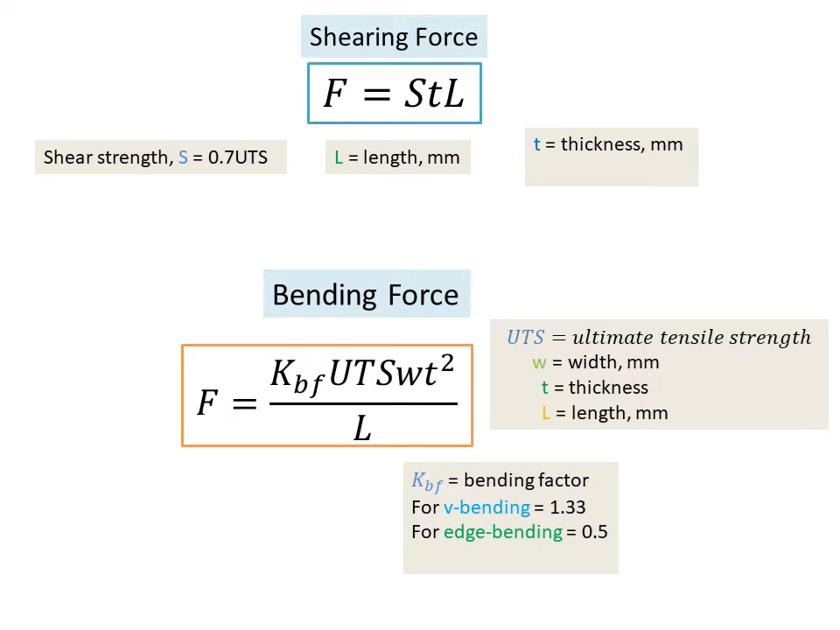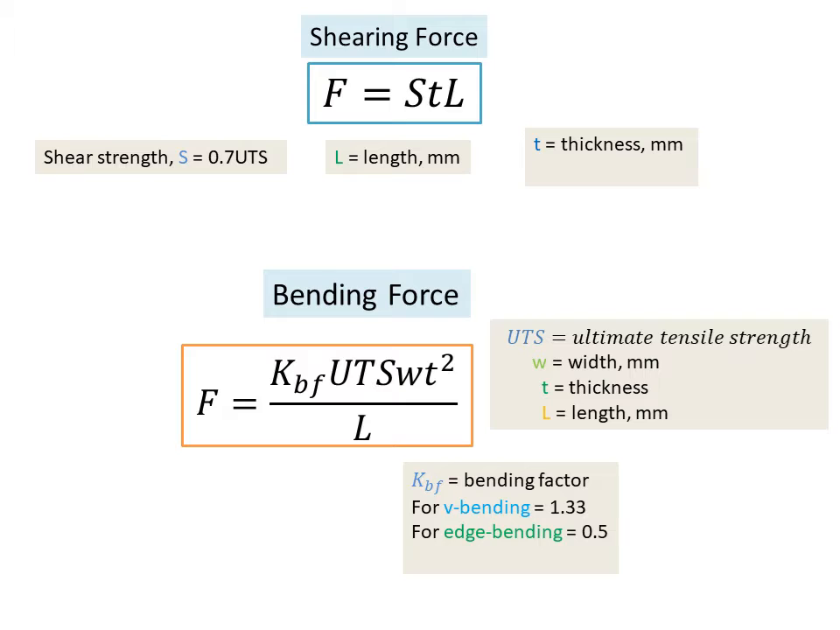Hello friends, in this video I will tell you about different types of metal forming processes. So the first process is shearing force. In the shearing force we can solve the example by taking F is equal to STL as a formula. On the screen we can see that F is equal to STL. F is the shearing force and capital S is the shearing strength. T is thickness of the component and L is length of the component. So the shearing strength will be taken as 0.7 into ultimate tensile strength as given on the screen.